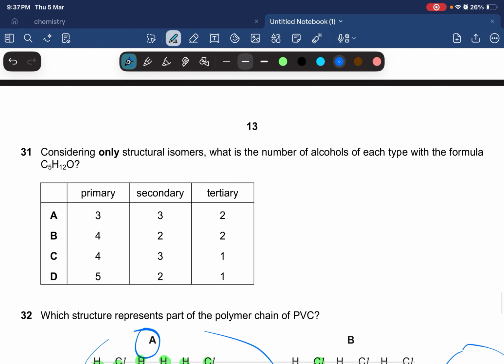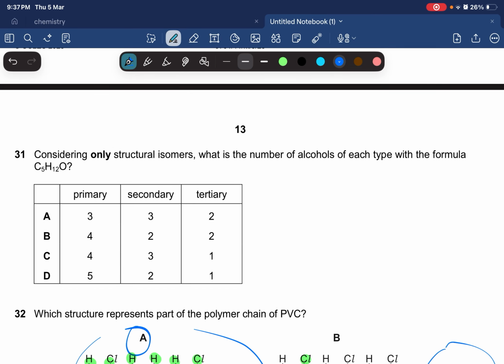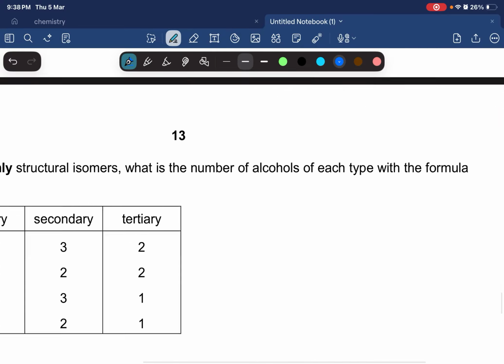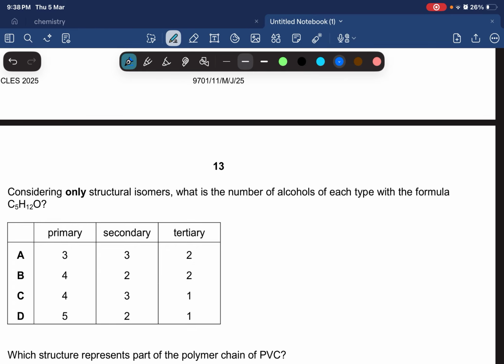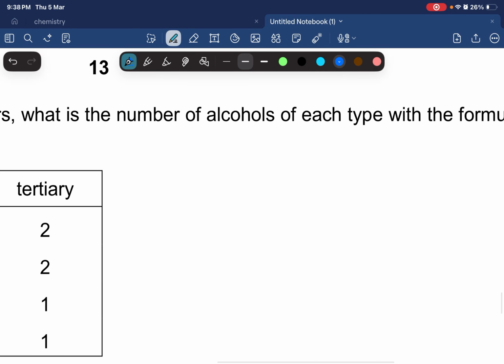Considering only structural isomers, what is the number of alcohols of each type with the formula C5H12O? So we're going to start with primary. I have to draw as many primary as I can with C5H12O. Okay, C5: 1, 2, 3, 4, 5. Well, I always get isomers wrong, but this time I'm going to try my best not to.